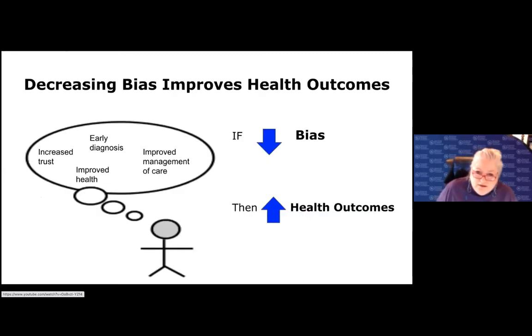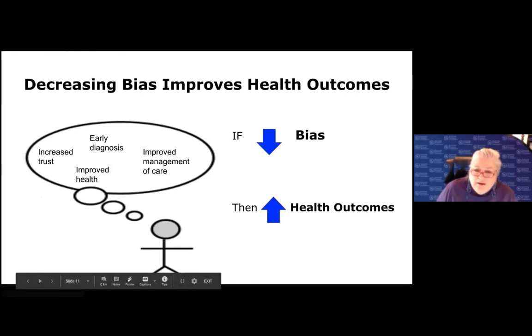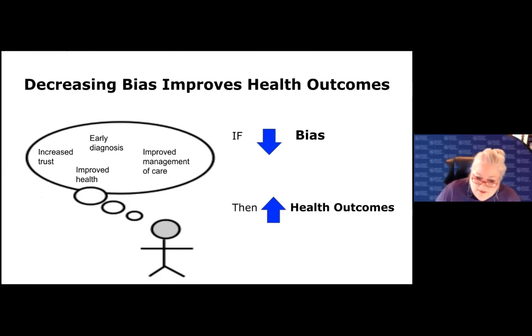So if we can decrease implicit bias, we can improve health outcomes. And that improvement would be seen as earlier diagnosis of patients and their problems, improved health as an outcome for our patients, improved management of care, where we remove implicit bias in our decision making for providing care, and then increase trust between the healthcare provider and the patients, which the patients are due.